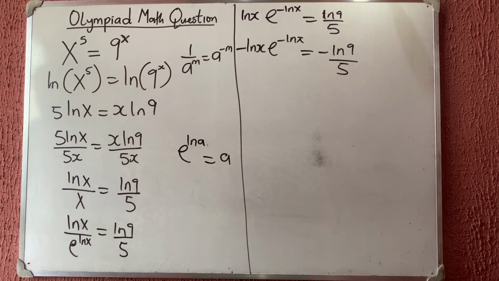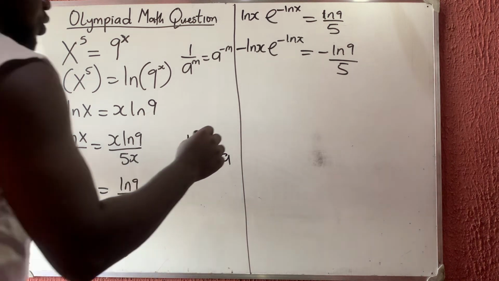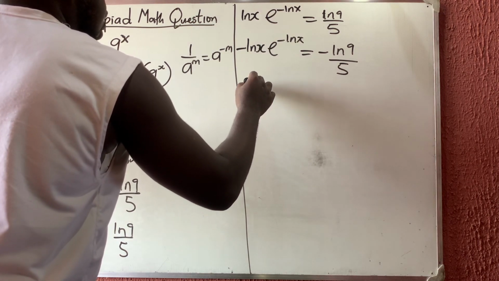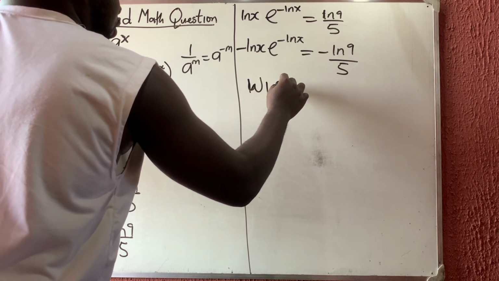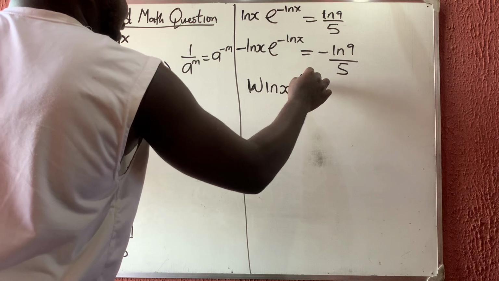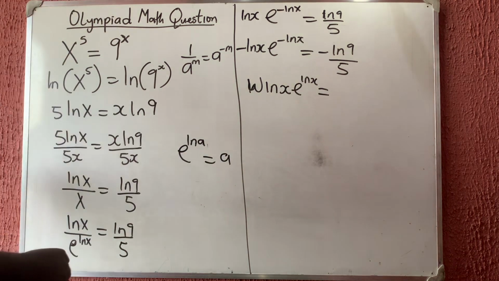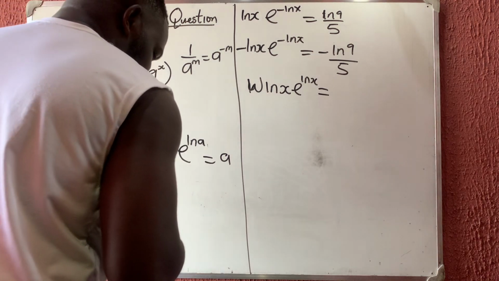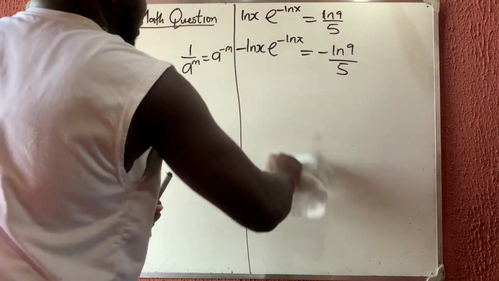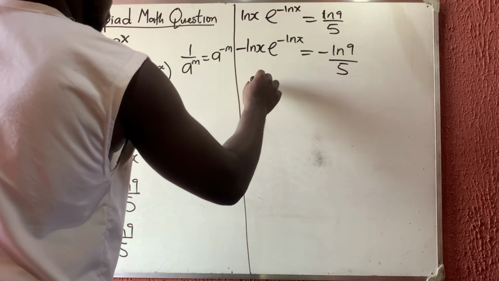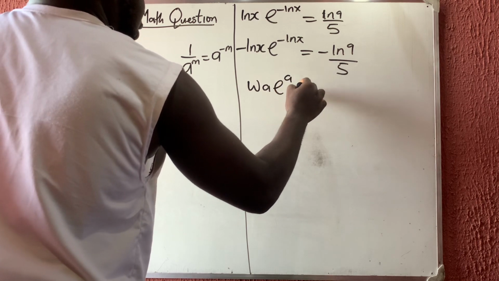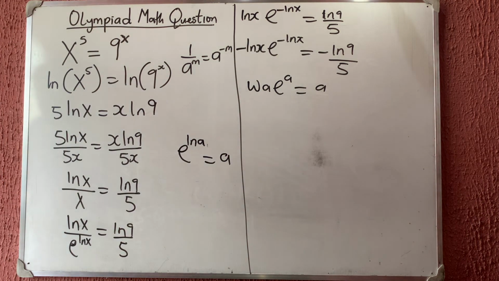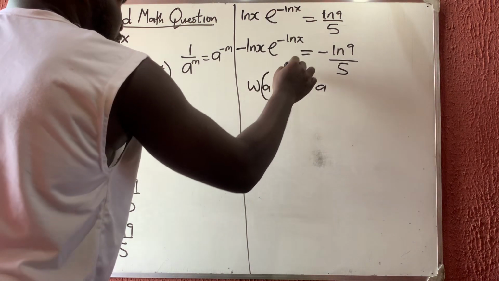Now the next thing we're going to do is use what we call the Lambert W function. The Lambert W function says that the W function of a times e raised to power a is just equal to a. You should know that it is a function in maths, the W function of this.